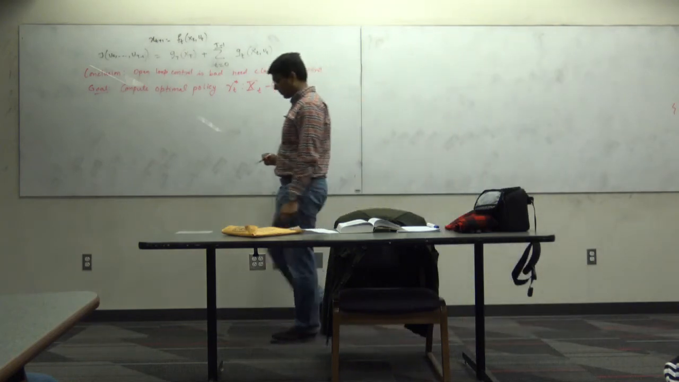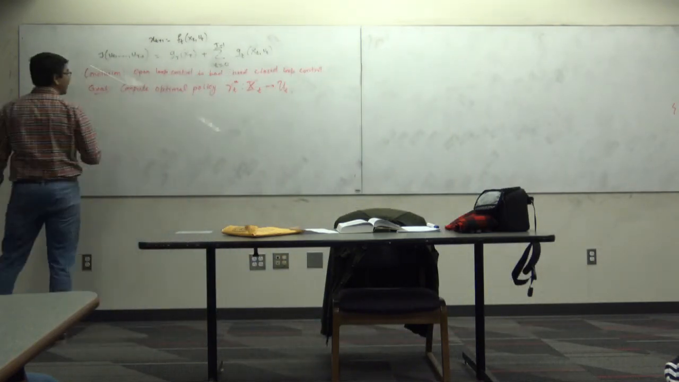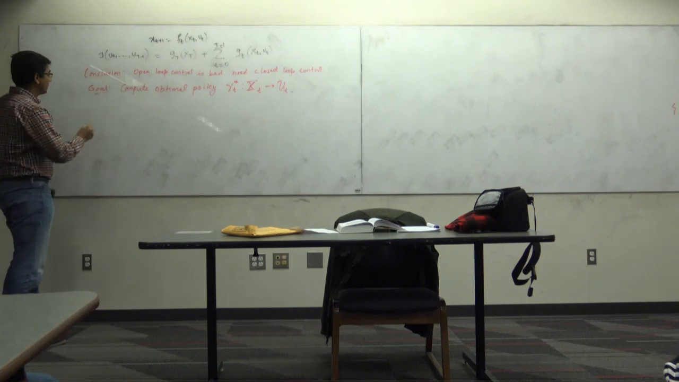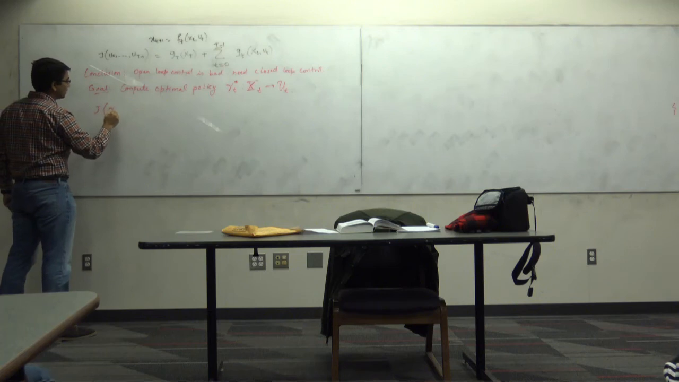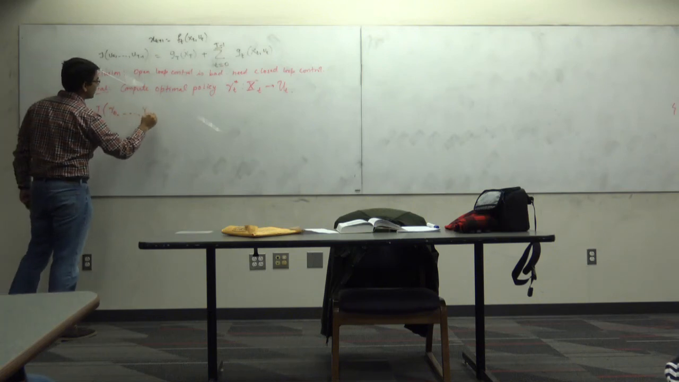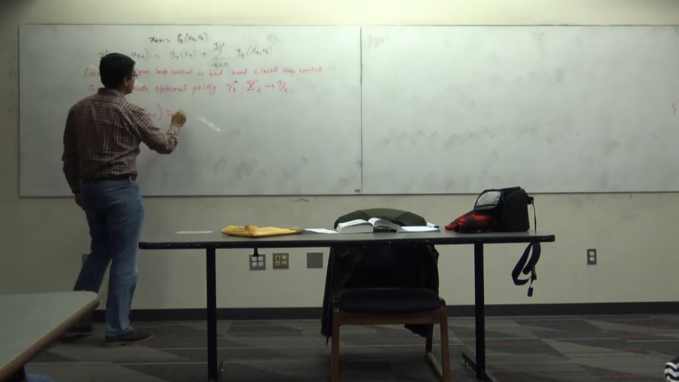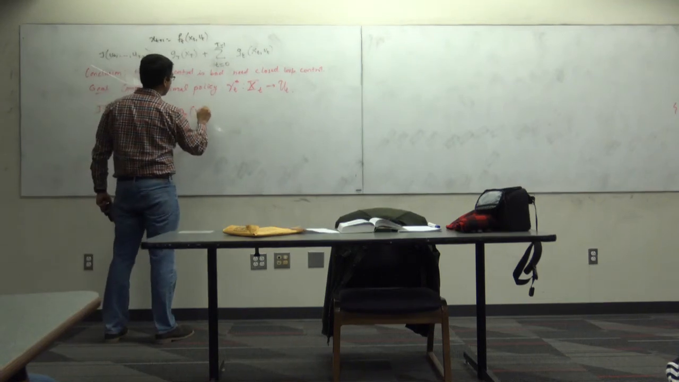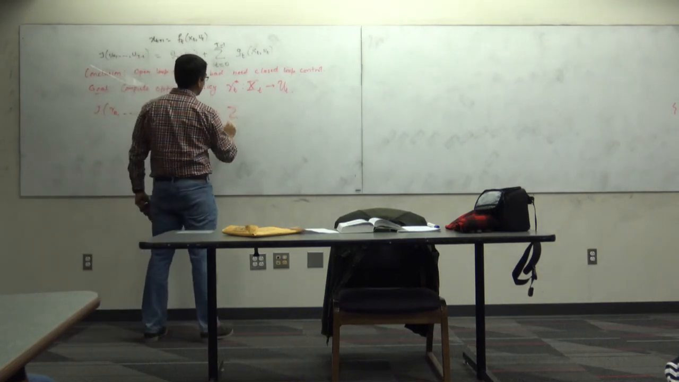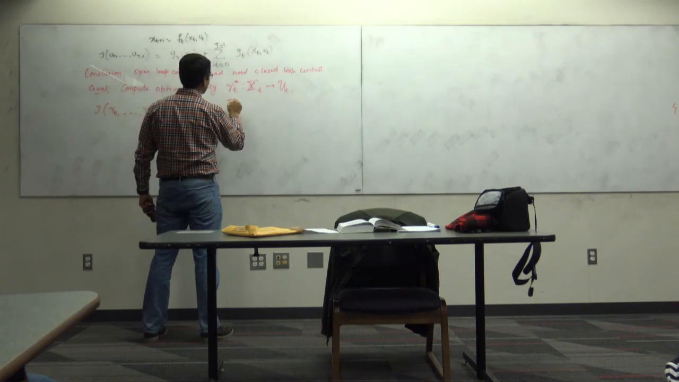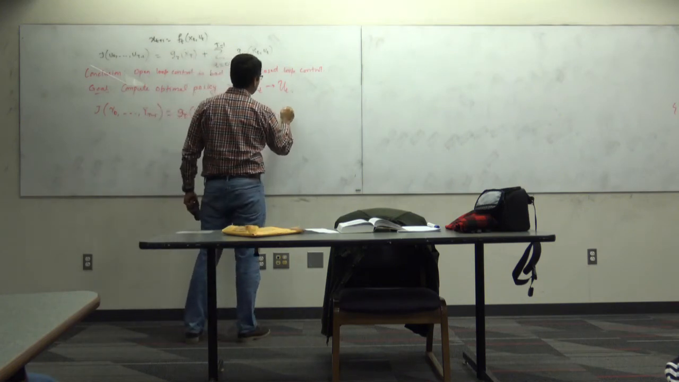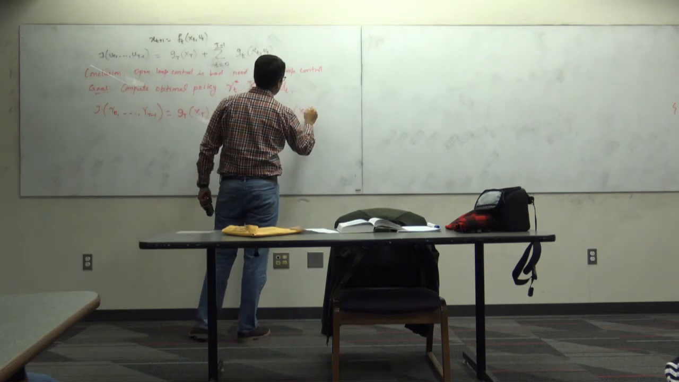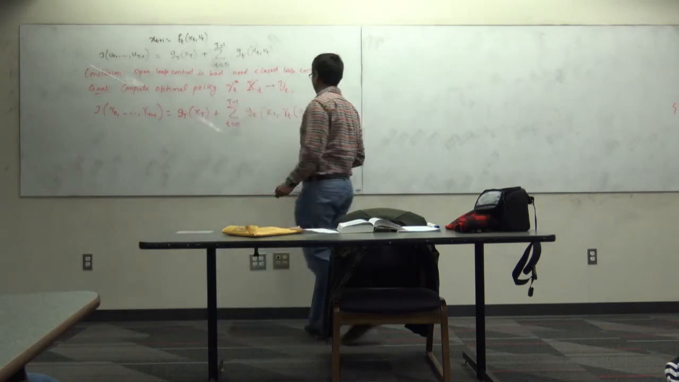I'm going to define the new J, which is the total cost, as a function of gamma naught to gamma T minus 1, which is g_T(x_T) plus the summation t equals 0 to T minus 1 of g_t(x_t, gamma_t(x_t)).